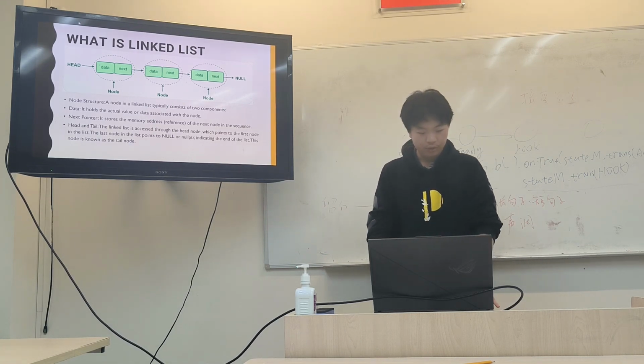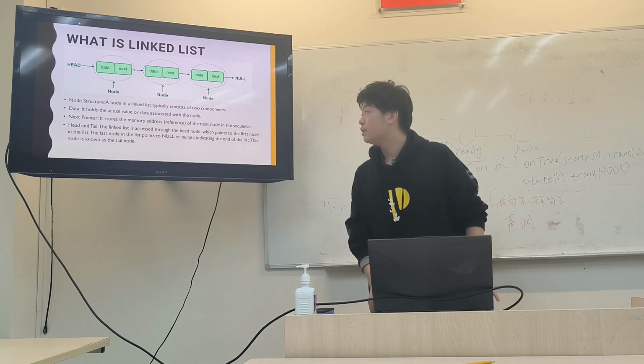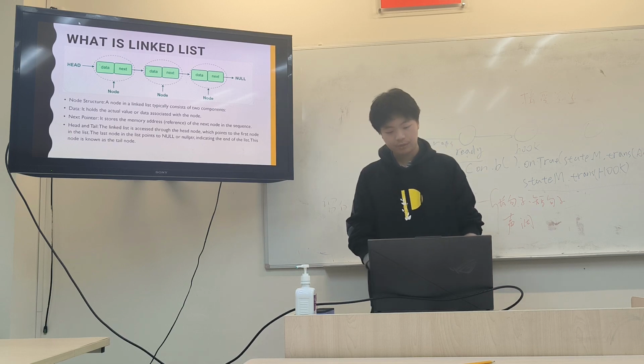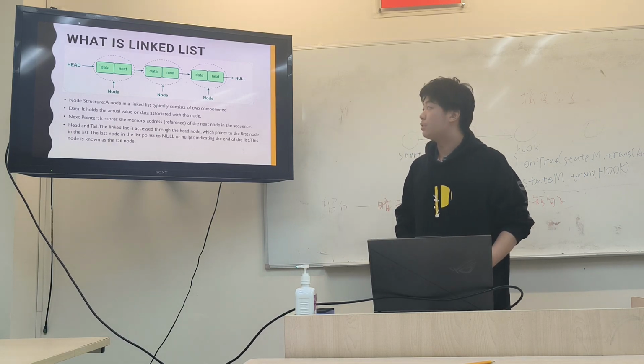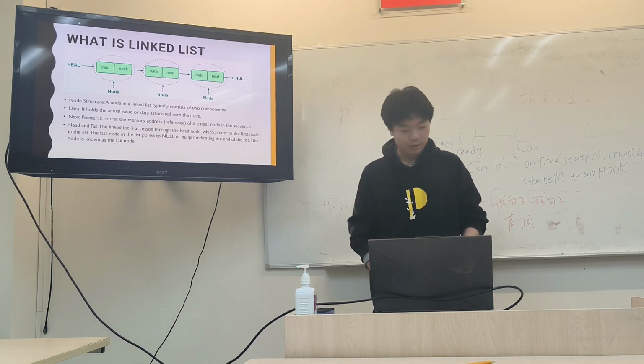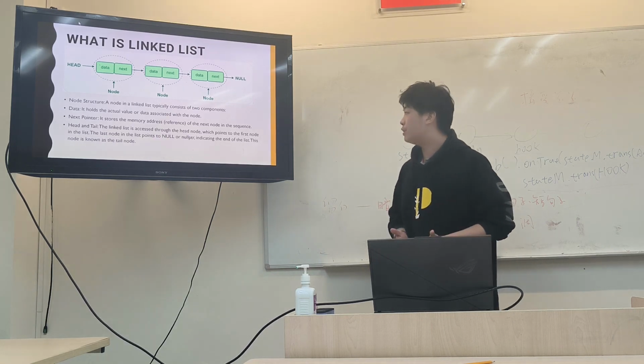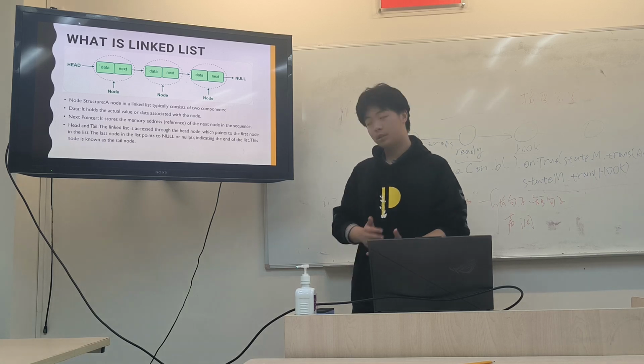So for node structure, a node in a linked list typically consists of two components. First is data. It holds the actual value or data associated with the node. The next is called the pointer. It stores the memory address, which is the reference of the next node in the sequence.